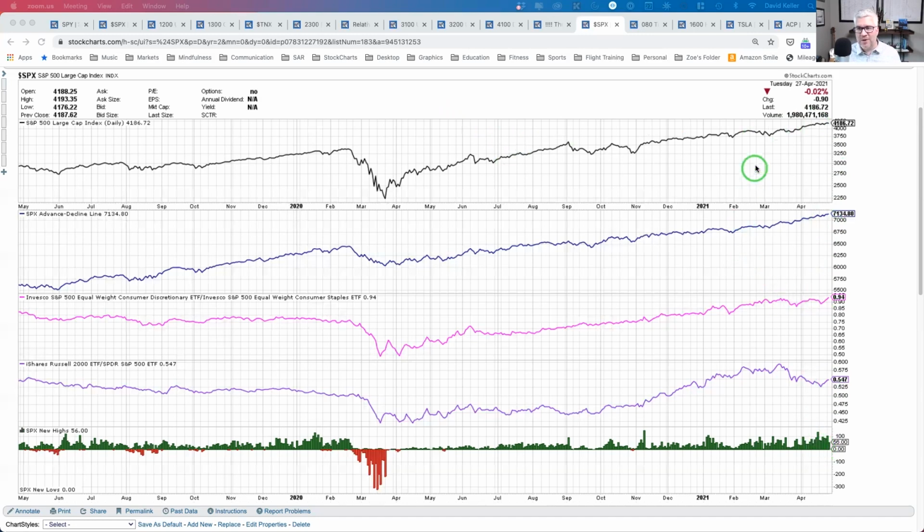I'll describe what they are and then tell you what they are saying about the current market environment and why overall the message is fairly constructive. Number 1, the price of the S&P 500.